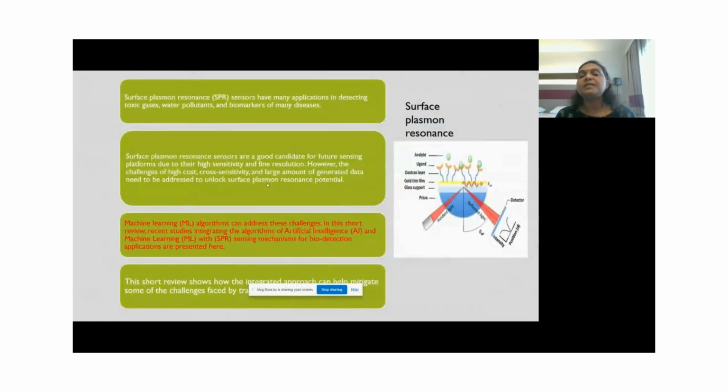As mentioned earlier, SPR sensors have many applications in detecting toxic gases, water pollutants, and biomarkers for many diseases. These SPR sensors are good candidates for the future sensing platform due to their high sensitivity and fine resolution. However, the challenges of high cost, cross sensitivity, and large amounts of generated data need to be addressed to unlock surface plasmon resonance potential. Therefore, we moved into machine learning algorithms, which can address these challenges. In this short review, recent studies integrating artificial intelligence and machine learning algorithms with the SPR sensing mechanism for biodetection applications are presented in this paper. The short review shows how the integration approach can help to face some of the challenges that we are facing.